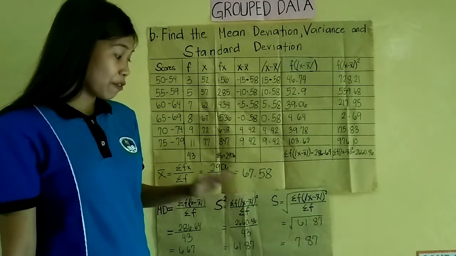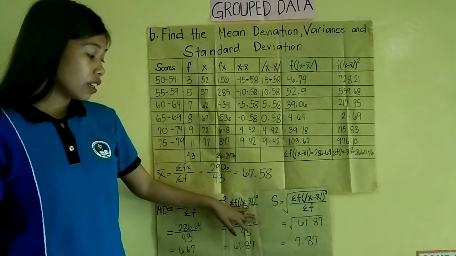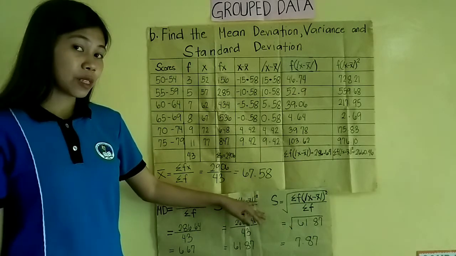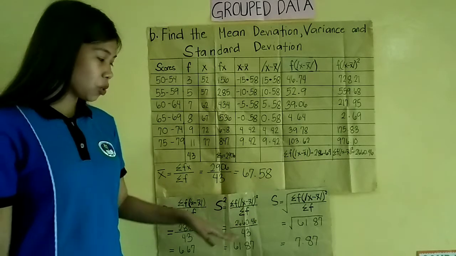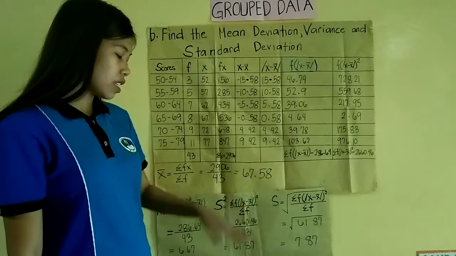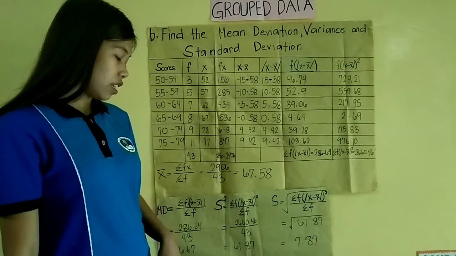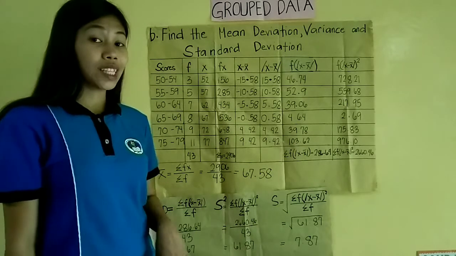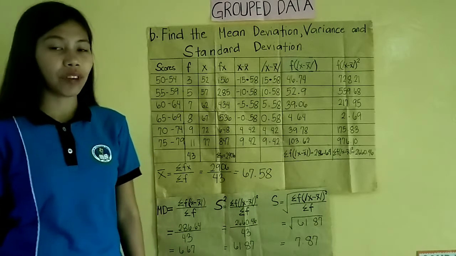Now, let's go back to our variance. Since we have the value of our summation of f, the quantity of x minus mean squared, let's just substitute. So, 2,660.46 over the summation of our f, which is 43, is equals to 61.87. Now, our variance is of course 61.87.